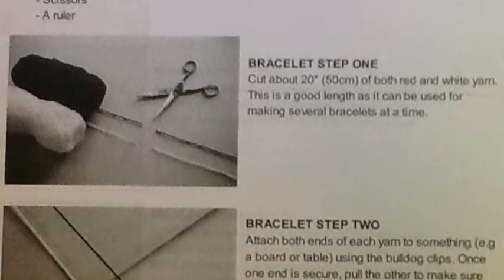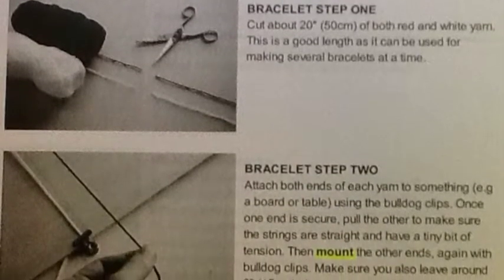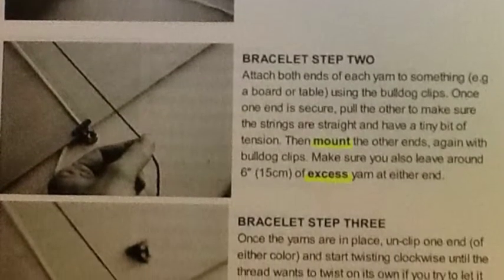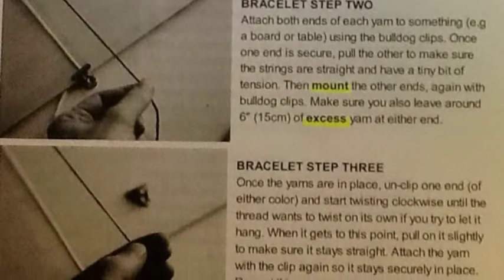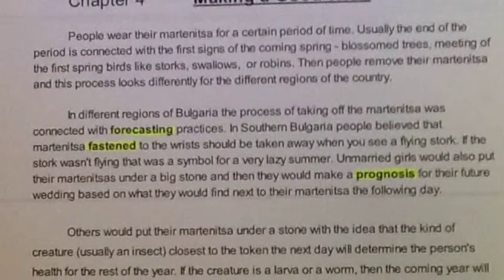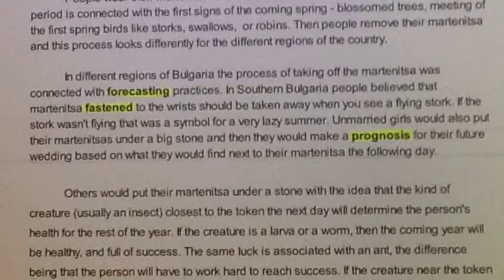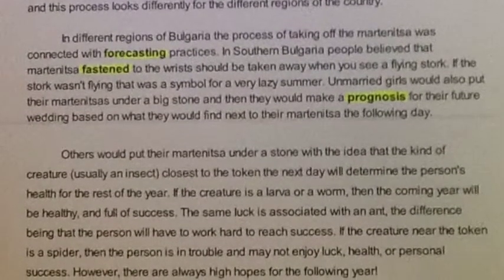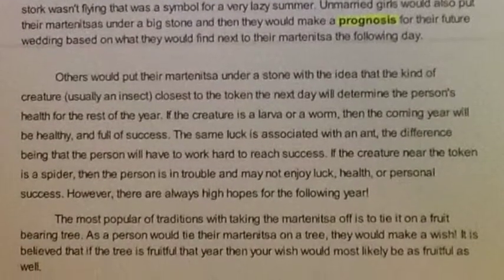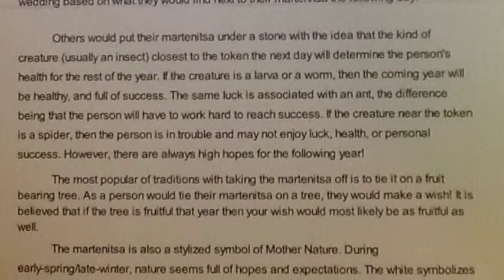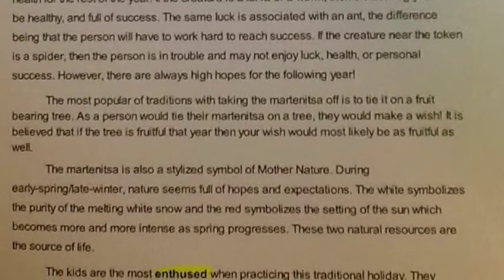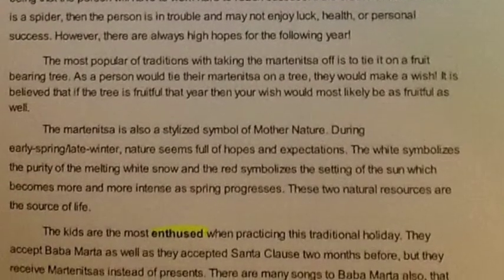Chapter 3, how to make the Martinizzi. On here I have mount highlighted, excess, and that is it within that chapter as well. And my final chapter, chapter 4, is making a good wish. Forecasting is one, fastened is another, prognosis is another, enthused is another one in that chapter, and that is it. That completes my list. I will show you next how I went through and did it.